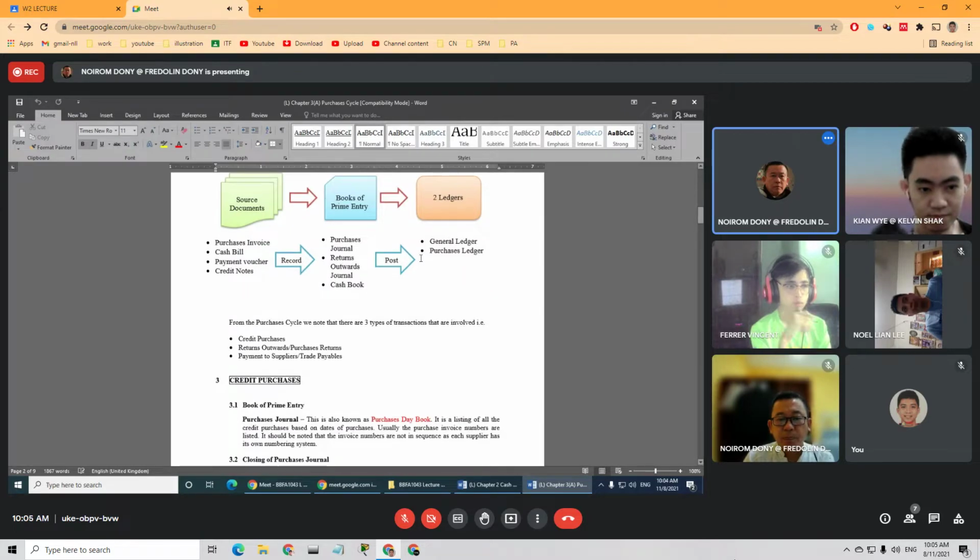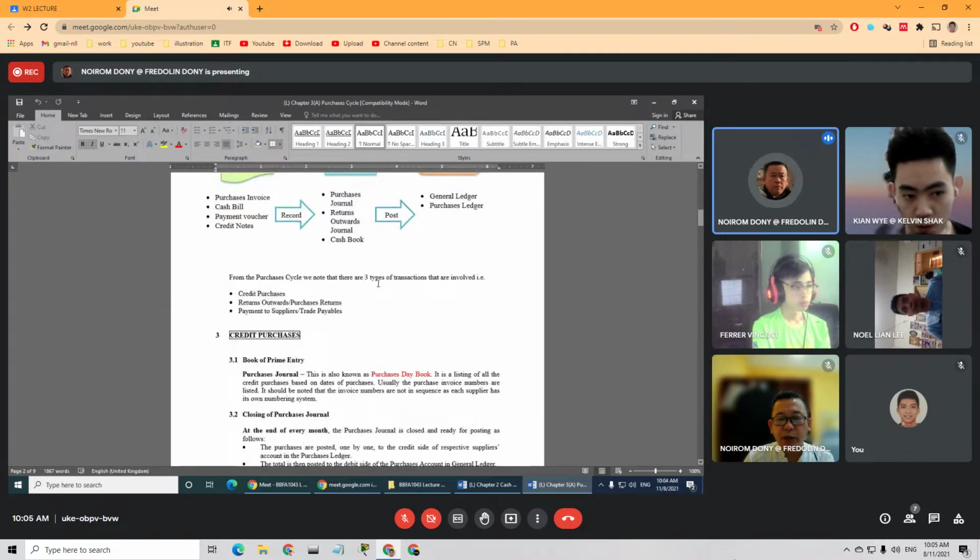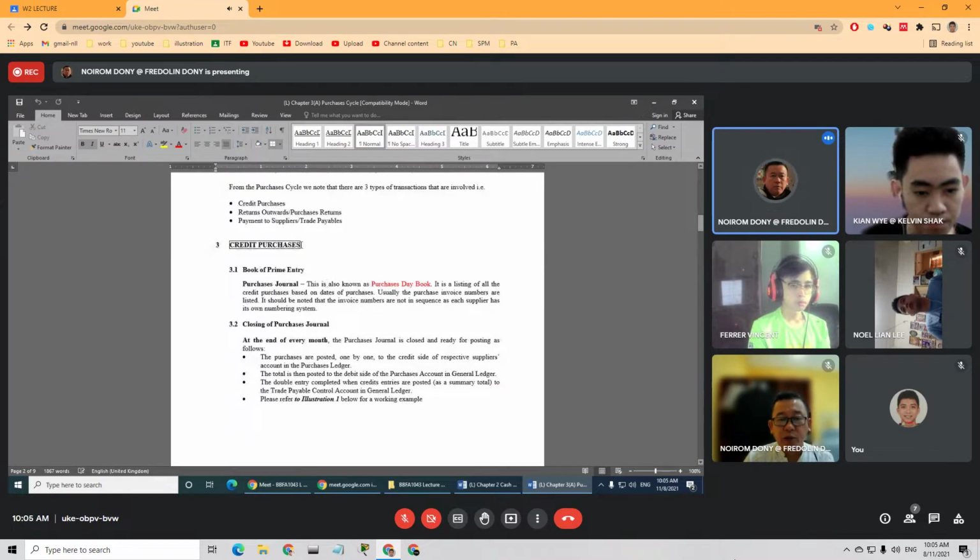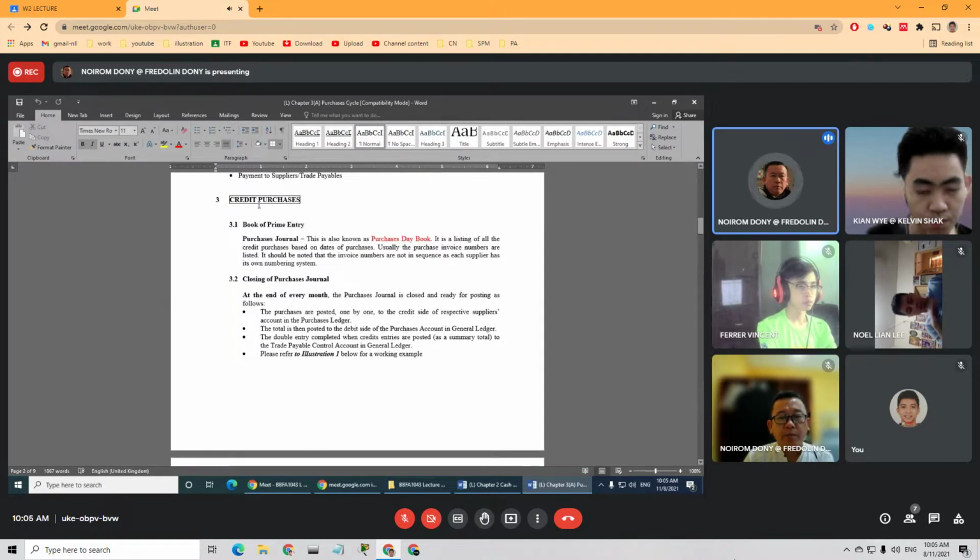So from the purchases cycle, we know that there are three types of transactions involved: credit purchases, return outward, and payment to supplier. These are the things that we have to record in the prime entry. Now let's go through them one by one. Credit purchases first, then later return outward, then the last one will be payment to supplier.